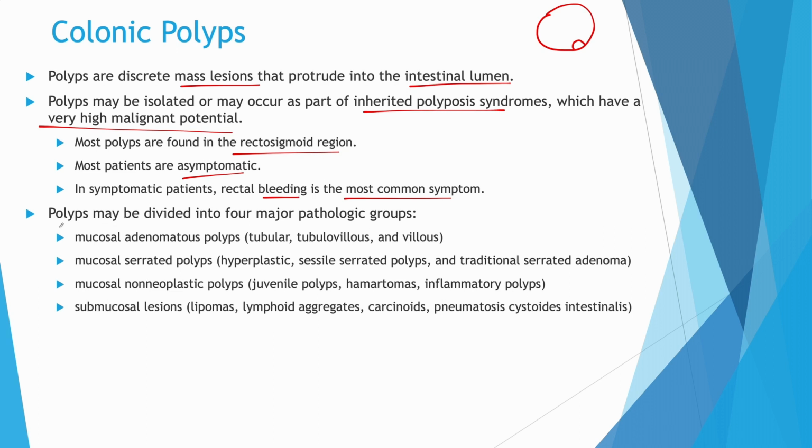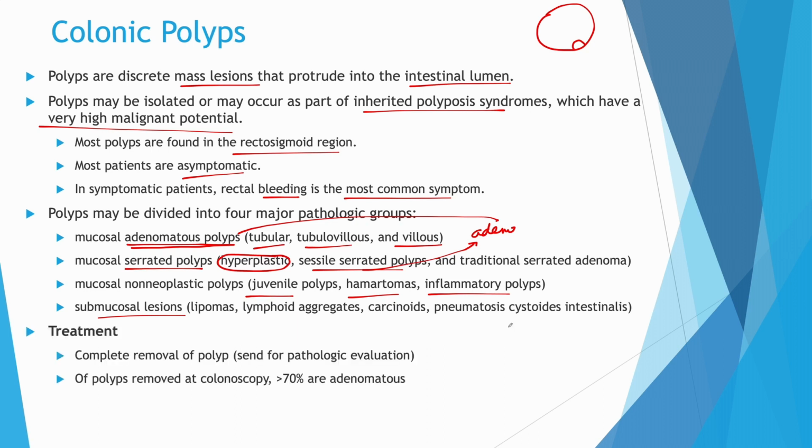There are 4 major pathologic groups. I know this is pathology, but it's good to wrap your mind around it. We have the adenomatous polyps. These are the ones that tend to turn into adenocarcinoma, right? We have tubular, tubulovillous, and villous, and we'll talk about those separately. We also have the serrated polyps, the most common of which is hyperplastic, which is a benign polyp. And you also have the sessile serrated polyps, which can also be precursors to cancer. You have some juvenile hamartomas and inflammatory polyps, which we won't really talk about too much. And then some of the submucosal lesions listed here, which we also won't talk about too much.